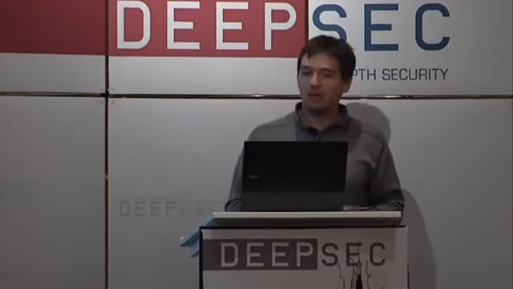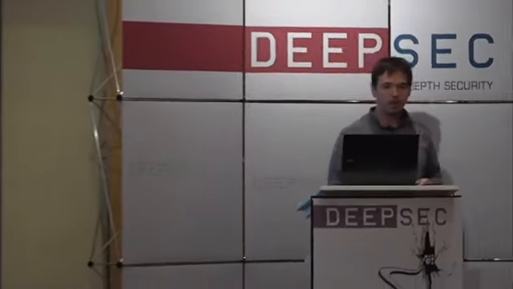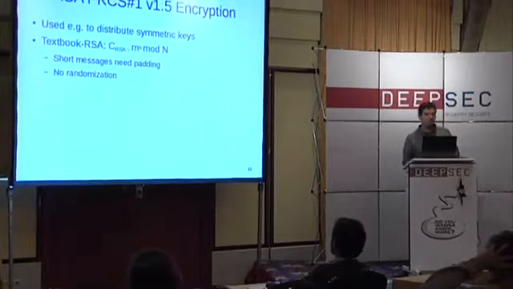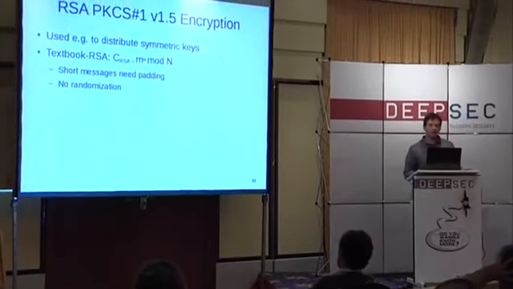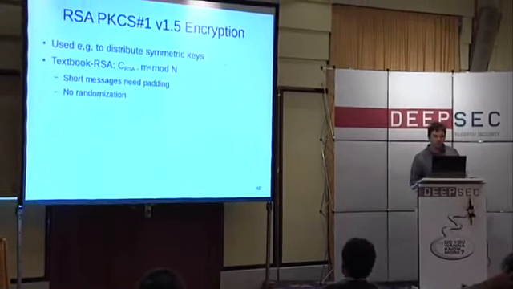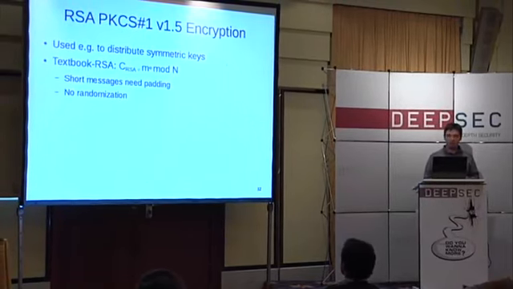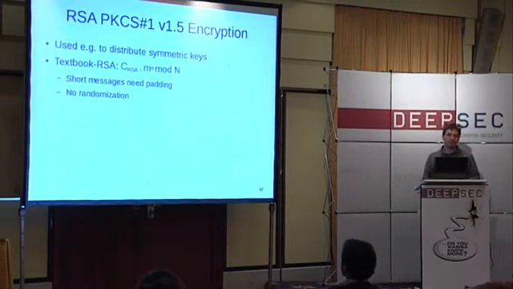Bleichenbacher's attack was applied on the RSA PKCS 1.5 encryption scheme. RSA PKCS 1 is used to encrypt symmetric keys or other cryptographic material to distribute it using RSA.